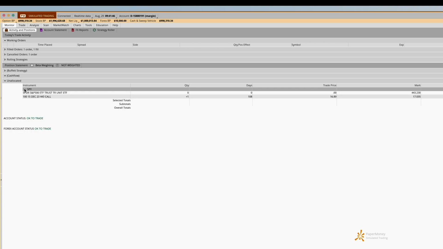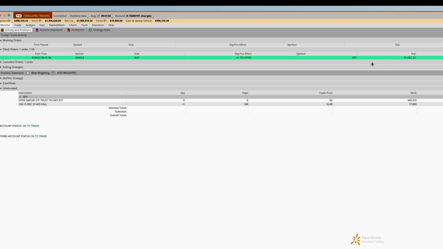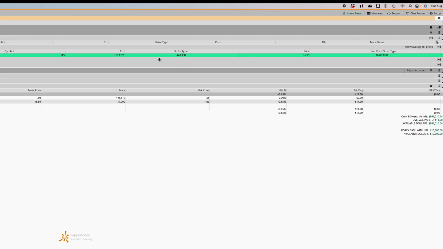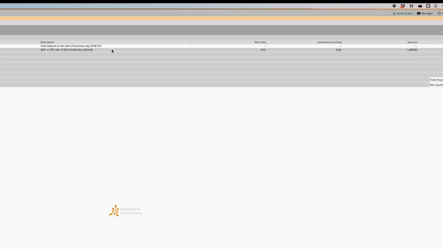Let's look at what they filled me at. This is why you never want to do a market order. Look at that, it filled at 1689, a little bit more than what I was asking. Then you can go in here and see your filled order. It placed at 1689. You can also go into your account statement and it's going to show the trade. There it is. There's my call option being purchased.